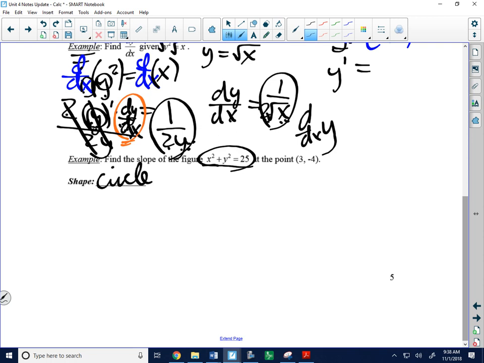Where would we need this, implicitly, x's and y's together? A lot of the conic sections. I don't remember if you guys did much of the conics, but circle and some of the other ones are defined with x's and y's together and squared. So basically what we're doing here is a circle at (3, -4). We're getting the slope of that line, for the tangent line.